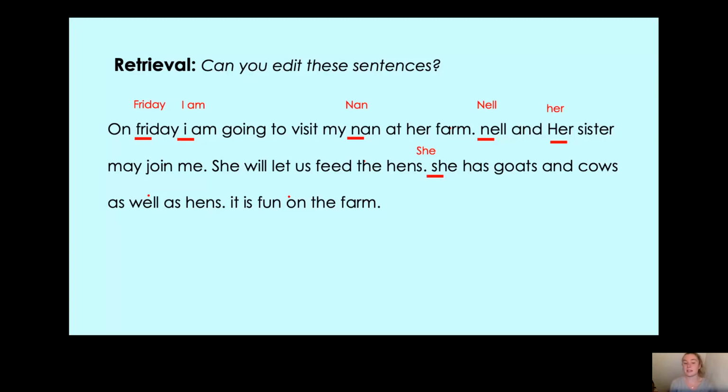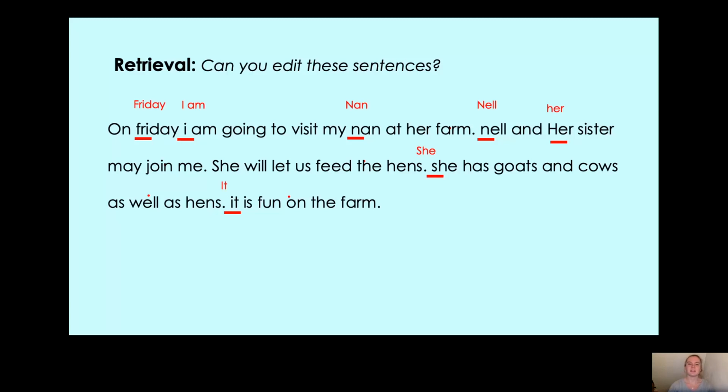And then the last sentence, it is fun on the farm. Where are we missing our capital letter again? Yes, at the beginning of our sentence. Fantastic. Well done, Year 2. And this will help you when you come to writing the next part of your story to make sure that all of your capital letters are in the correct place. And you can double check this when you look at your work again once you've written it.